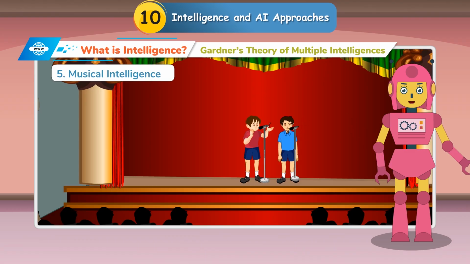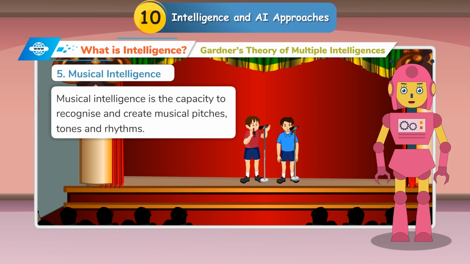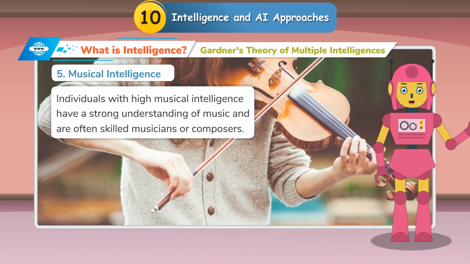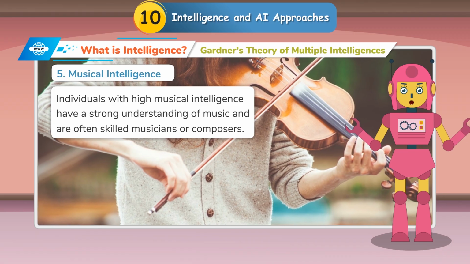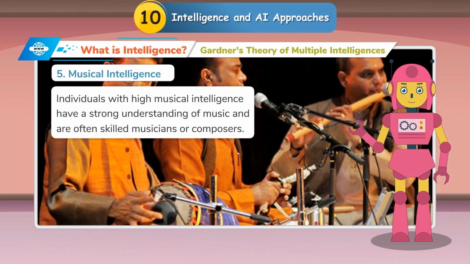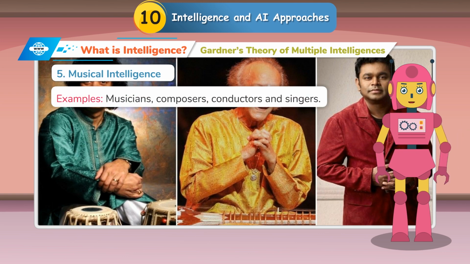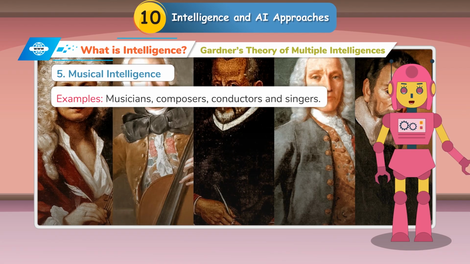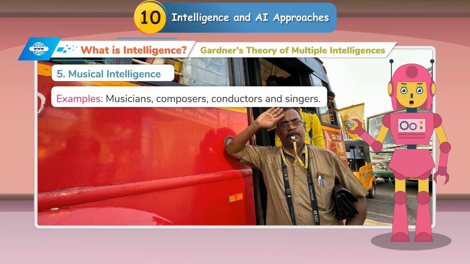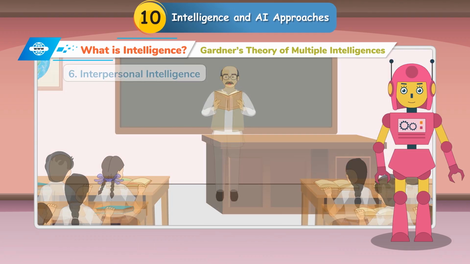5. Musical intelligence. Musical intelligence is the capacity to recognize and create musical pitches, tones, and rhythms. Individuals with high musical intelligence have a strong understanding of music and are often skilled musicians or composers. Examples: musicians, composers, conductors, and singers.